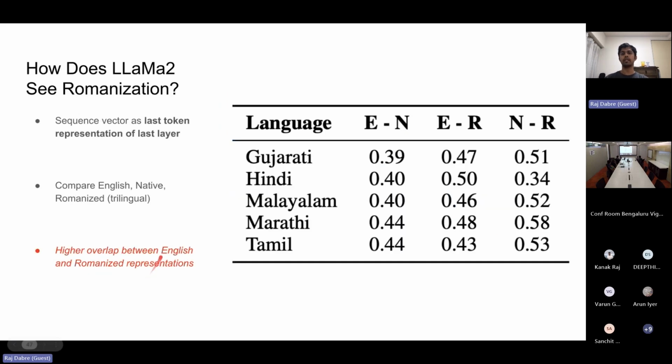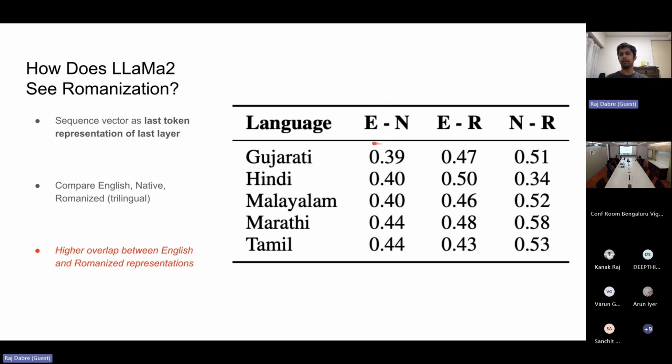So how does Llama 2 see romanization again? One of the things that we did was we took the sentences in their native script version as well as in their romanized version. We also had their translations in English. Then we took the sequence vector of sentences as the last token representation of the last layer. And then we figured out the similarity, or cosine similarity, between the sentences.